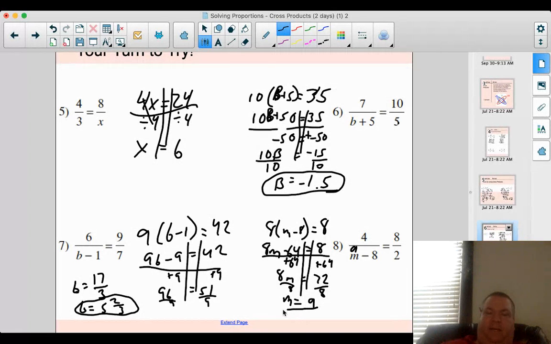So 9 is my answer, and we've already checked to see how that makes this true. 4 to 1 is the same as 8 to 2, and m being 9 would make this bottom 1. A lot of this is stuff we've done before. The new part is we're solving the proportion by multiplying the diagonals and setting them equal to each other. So good luck. Make sure to ask if you have questions.